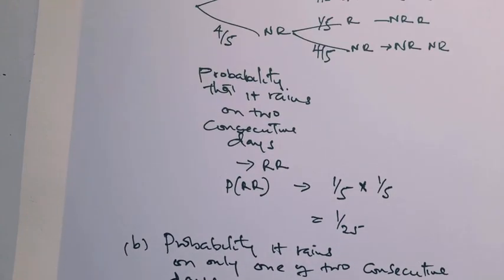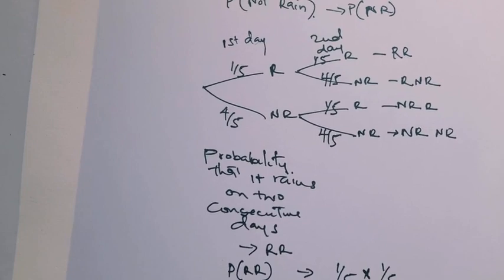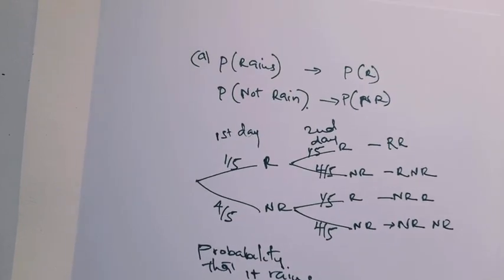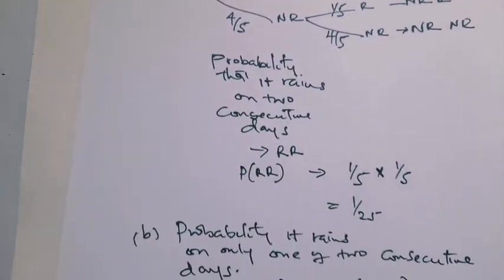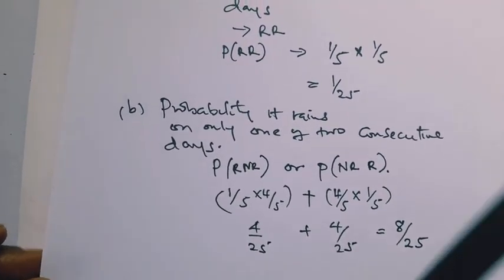So this is basically what we were supposed to do. You can see these are the outcomes, for rain and not rain, or it rains and doesn't rain. The first part has been computed, and the second part has also been computed.